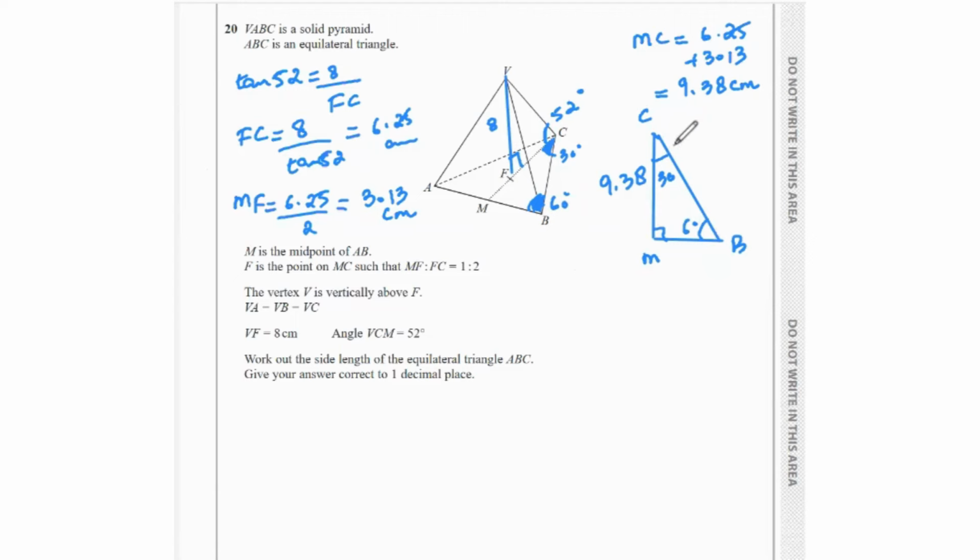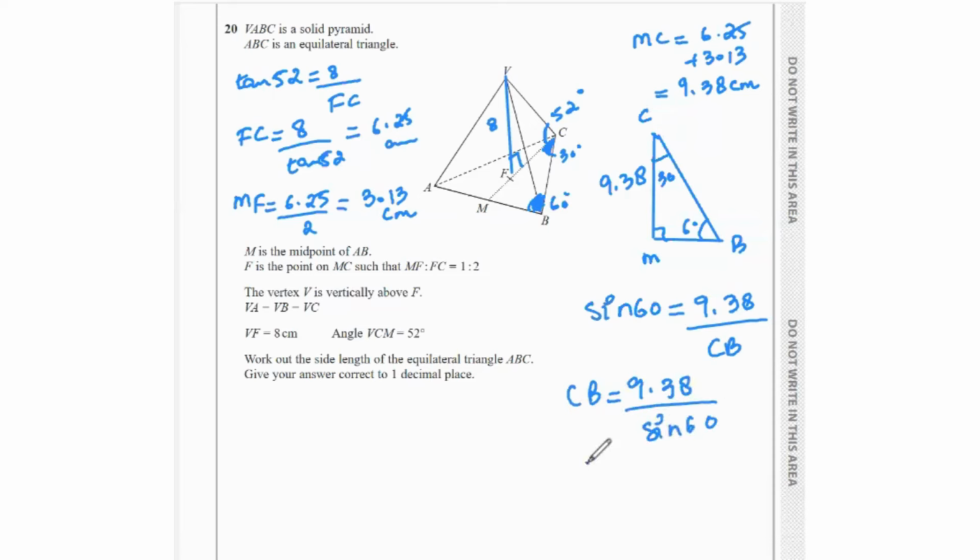So if I use SOHCAHTOA to find CB, I'm going to use sine. Sine 60 equals opposite, which is 9.38, divided by the hypotenuse, which is CB. So CB would be 9.38 divided by sine of 60, and that gives us a value of 10.8 centimeters, correct to 1 decimal place. That is the side length of the equilateral triangle ABC.